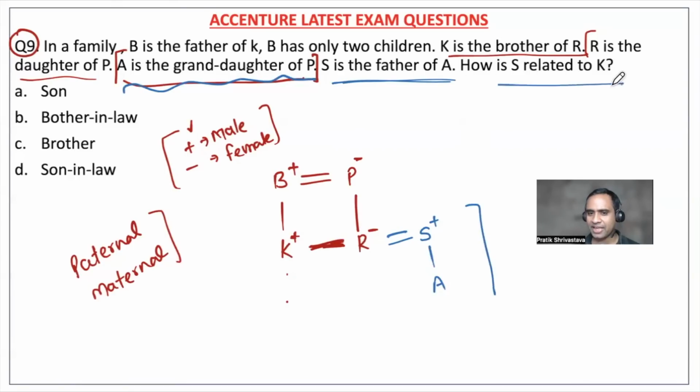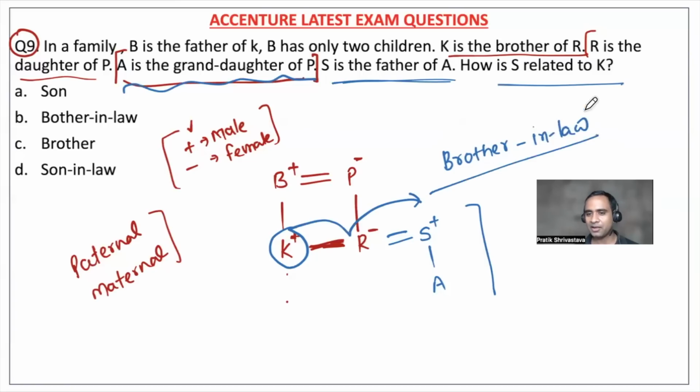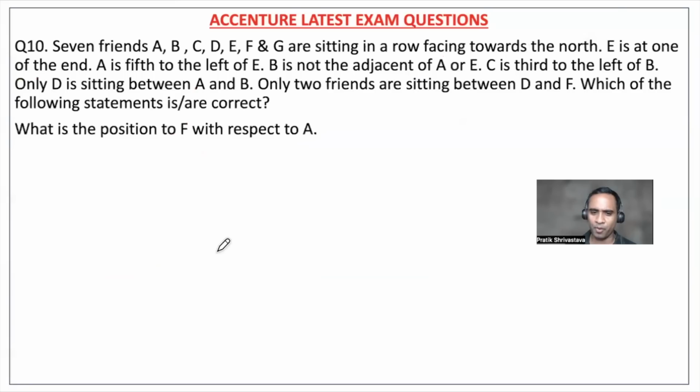So now how is S related to K? So your sister's husband will be your brother, no, brother in law. Brother in law. So option B will become the correct answer for this particular problem. Hope the things are getting clear for you, right? And you do not have any confusion.